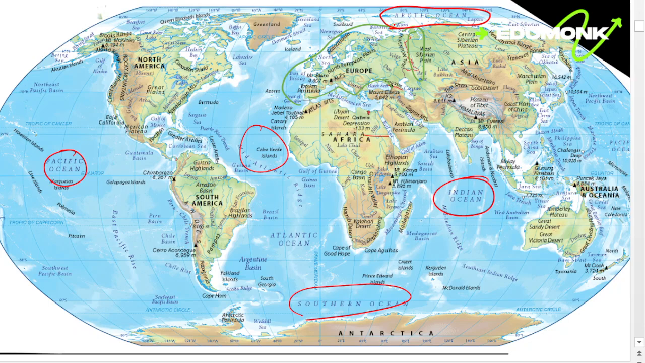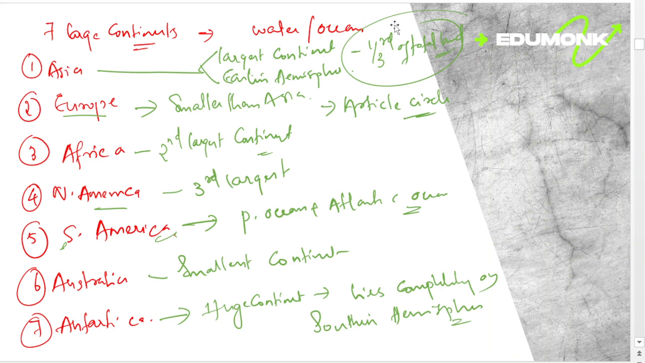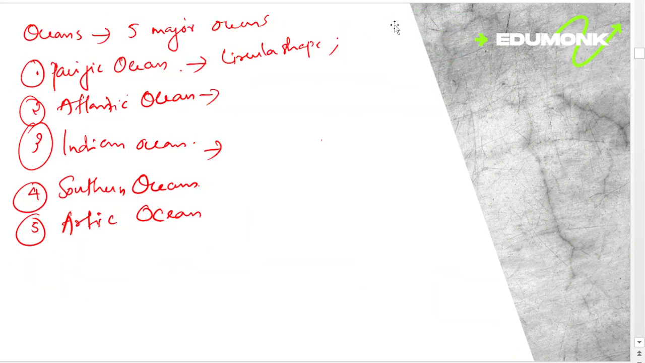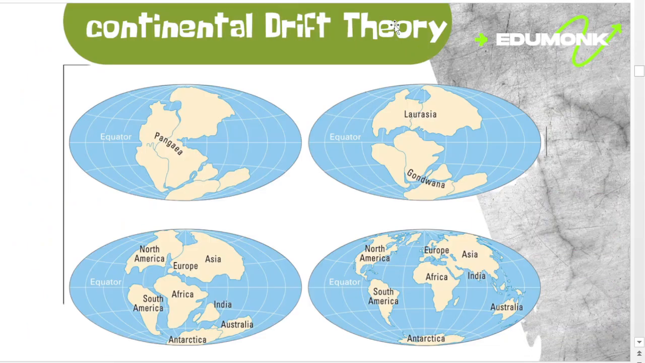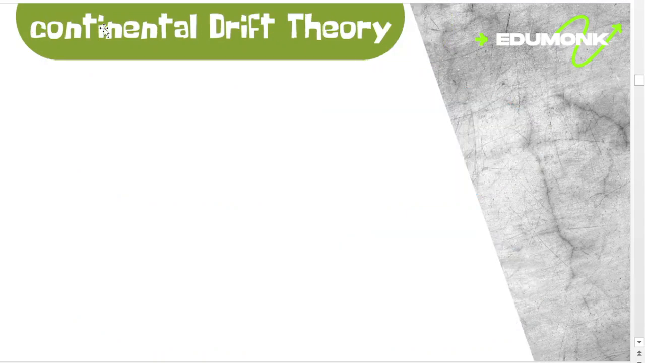Then a question will arise: why are these continents scattered? That's a major question. The answer to this question is the continental drift theory. Then what is the continental drift theory? We can talk about that. This continental drift theory was put forward by Alfred Wegener.